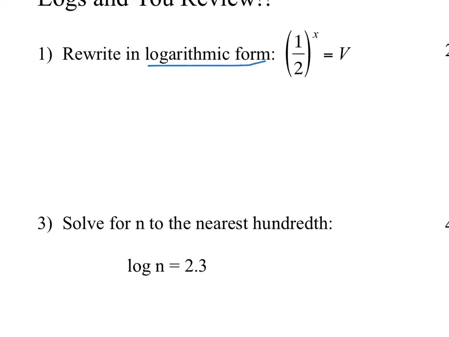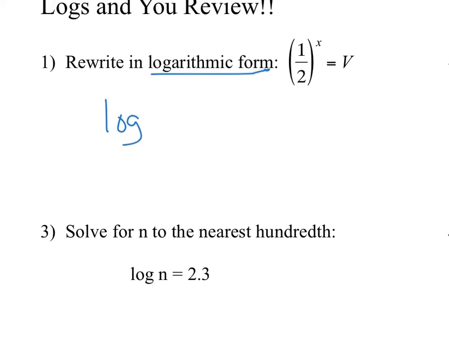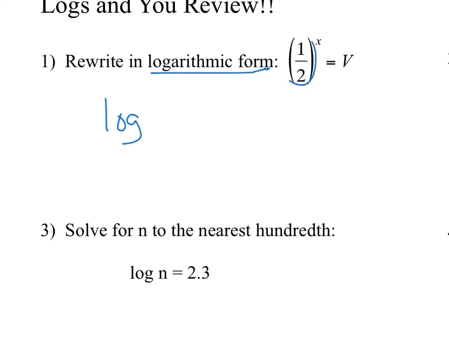So write in logarithmic form, that means there should be a log involved. So this is the base. It's called the base here, and it's called the base here. Remember, it's a subscript, a lower number, like the 2 in H2O. The value is V, and it's equal to the exponent. Remember, the logs are exponents.